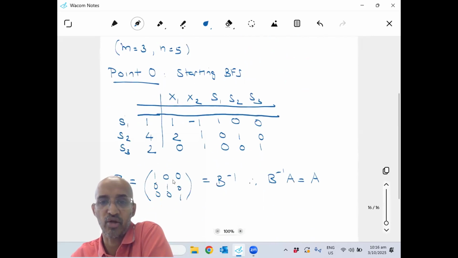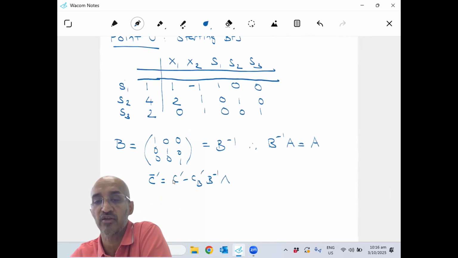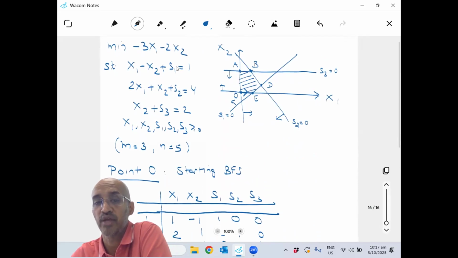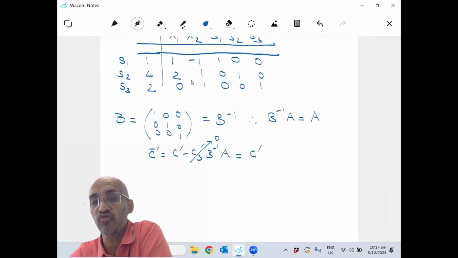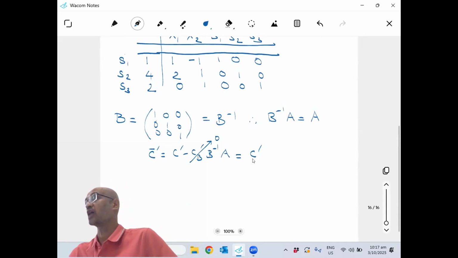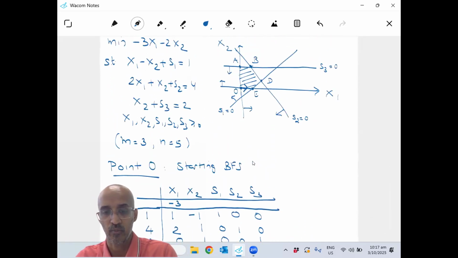Okay. So what are my reduced costs? C bar is what? C transpose minus CB transpose B inverse A. This is the formula. All my basic variables are my slack variables, S1, S2, S3. They have no contribution to my objective, which means that CB is simply 0. Basic variables have 0 cost. So I have to just write down the costs corresponding to my original problem. So the reduced cost for the starting basic feasible solution is just the original cost vector, which is minus 3, minus 2, 0, 0, 0.